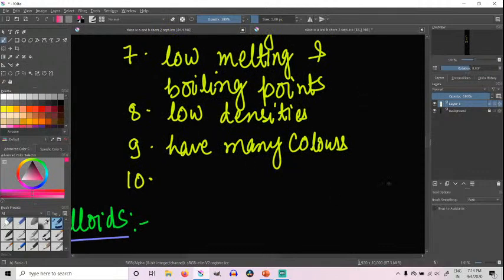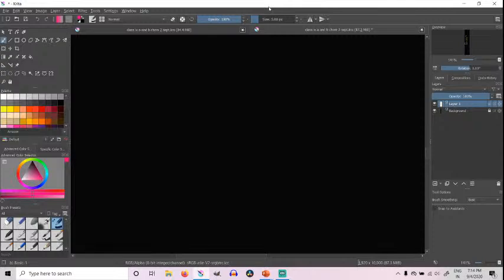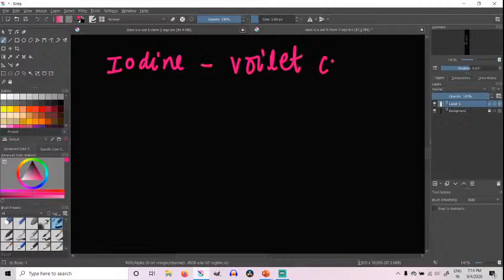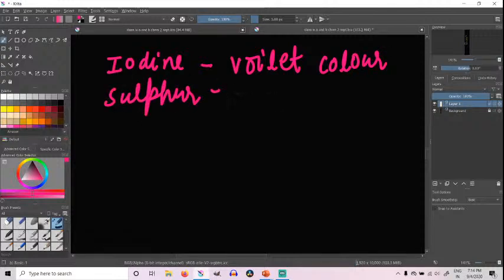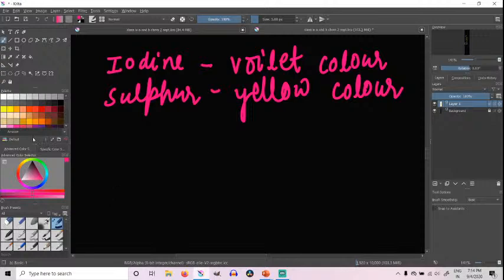Okay, they have many colors. Do you know that they have many colors? We can see iodine has which color? What is the color of iodine? We can see with iodine, violet color, right? In the case of sulfur, which color can be seen? Sulfur has a yellow color, right?